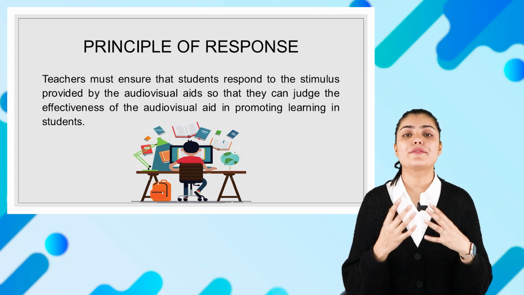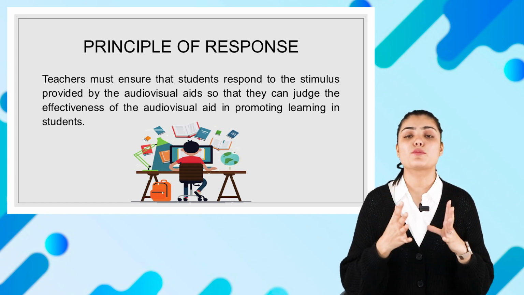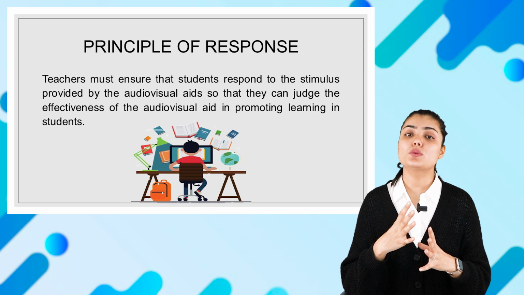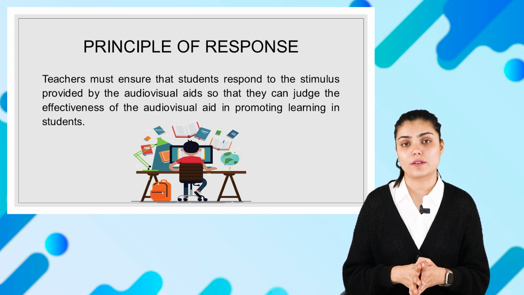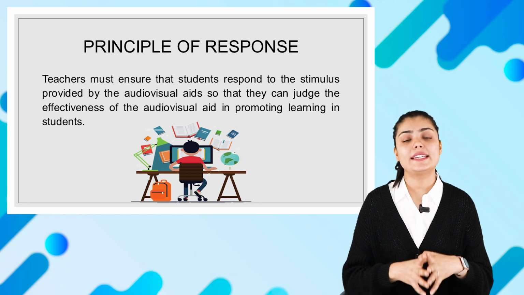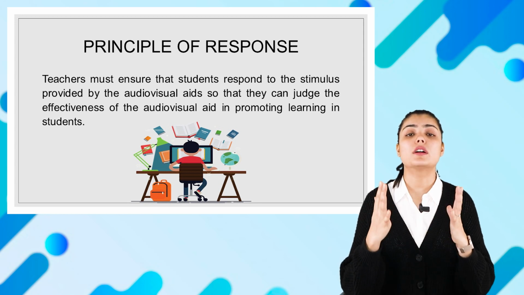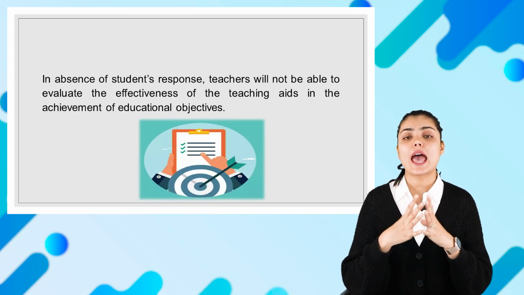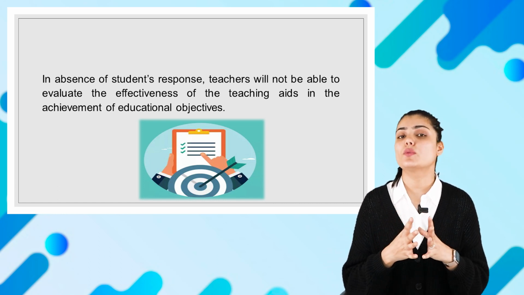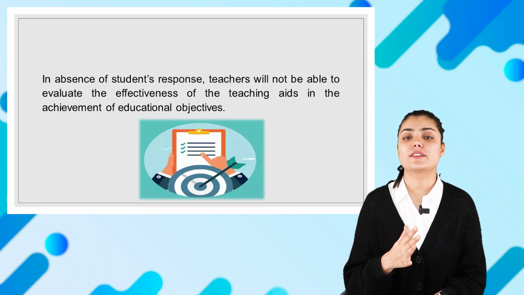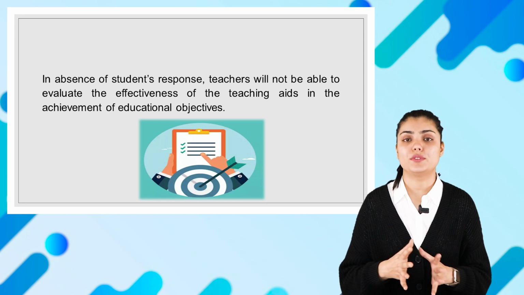Now, why is it required for the students to respond to the stimuli provided by the AV? It is because the teacher will then get to know about the effectiveness of the AV being used in the particular session. The teacher will get an idea about whether this AV aid is helping the students to learn better or not. If there is an absence of students' response towards the stimuli of the AV aids, the teacher will not be able to evaluate the effectiveness of the teaching aid in the achievement of educational objectives.